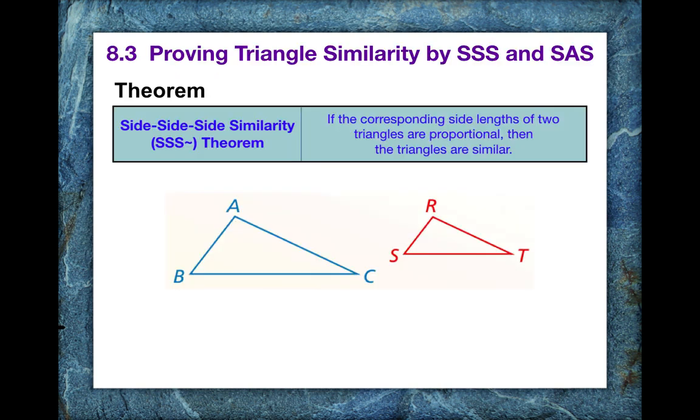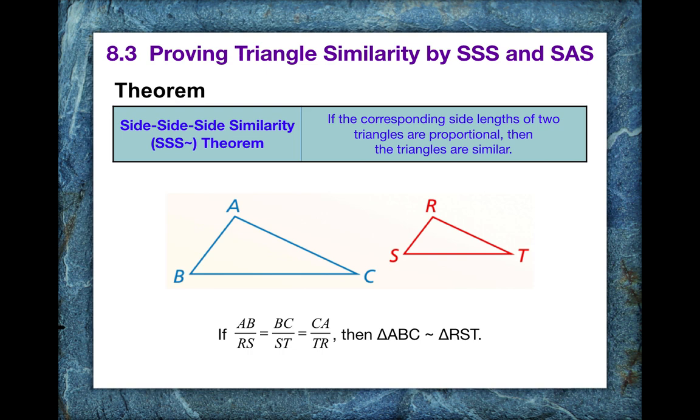So let's first take a look at the theorem, side, side, side similarity. You can see that this is a little bit different. It has a little tilde there, and that differentiates it from the side, side, side congruency that we were doing before. This says that if corresponding side lengths of two triangles are proportional, then the triangles are similar.